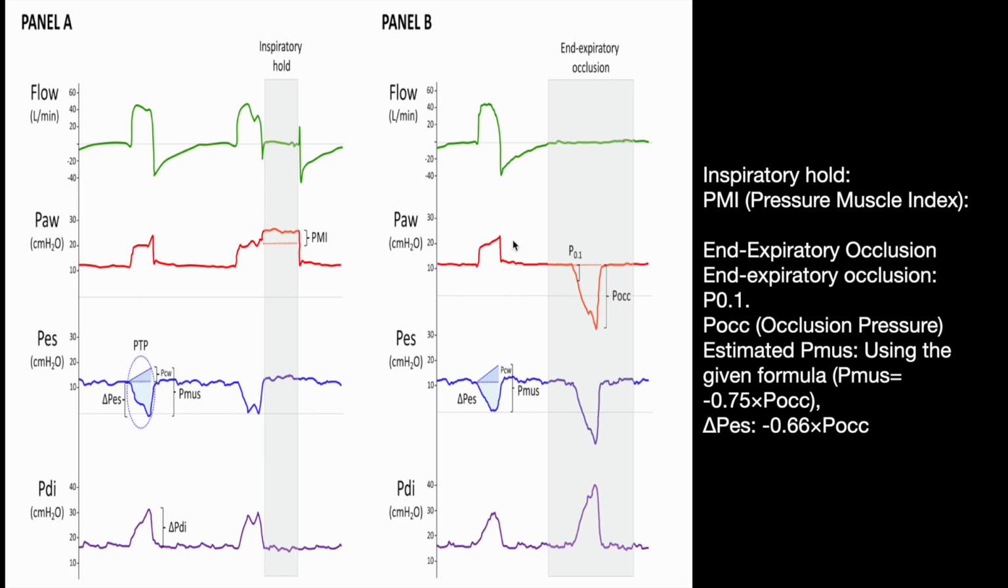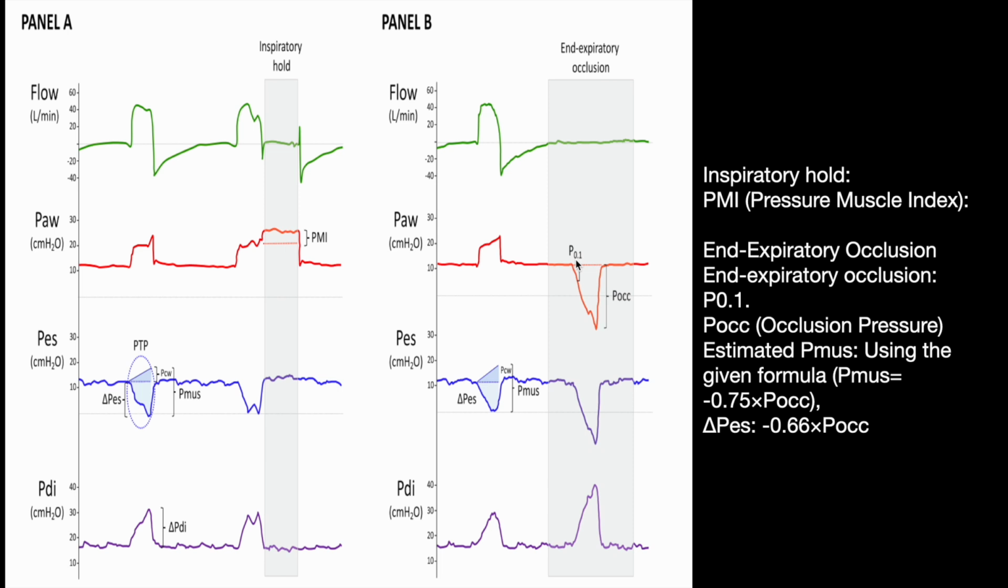Now the next thing that we do is called the end expiratory occlusion, an occlusion which is done at the end of expiration. Here you measure two important things. The first is the P0.1. This is the initial negative pressure deflection measured in the first 100 milliseconds of the occlusion. It provides a rapid assessment of the respiratory drive of the patient. It doesn't necessarily show us the muscle activity; it is showing us the respiratory drive. If it is too negative, then the patient has a very strong respiratory drive, which means that we need to reduce it before we can plan to wean the patient.